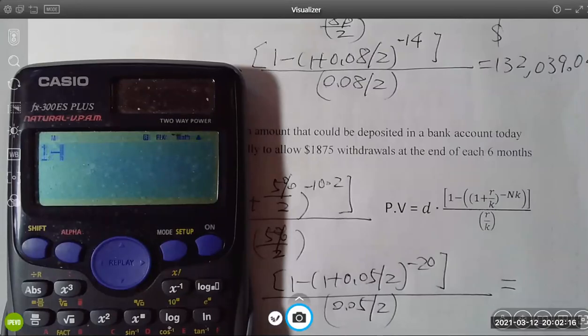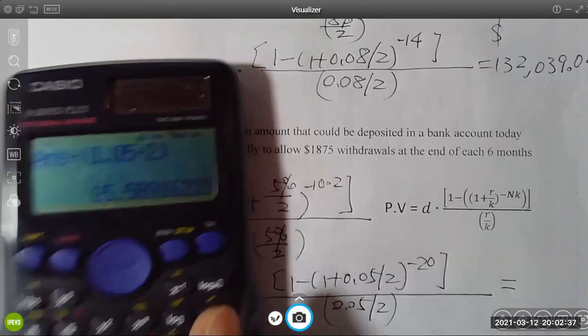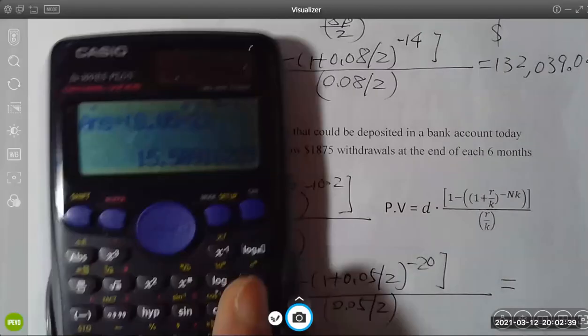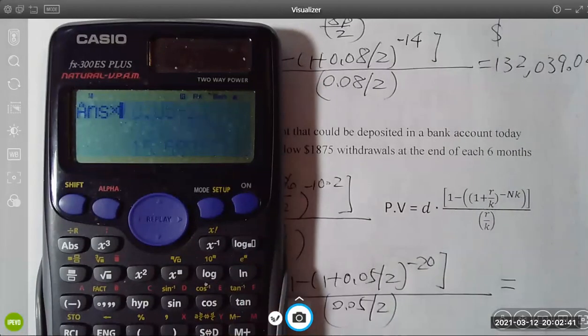Minus parentheses 1 plus 0.05 over 2 to the power of negative 20. Everything is right. Then divide by parentheses 0.05 over 2 equals, and this number times the withdrawal amount, 1875 times 1875.